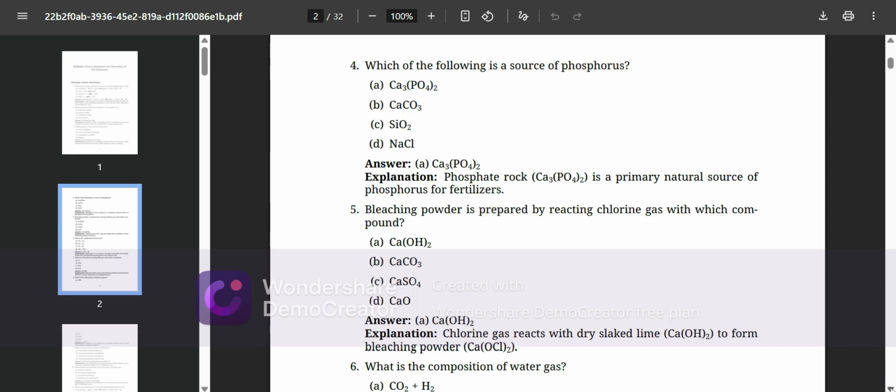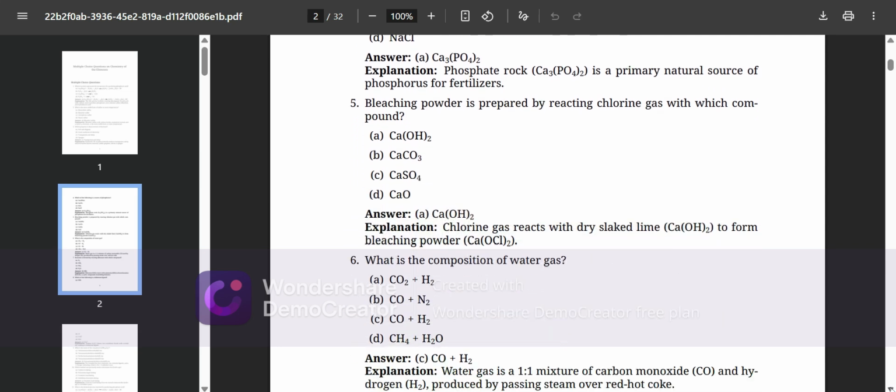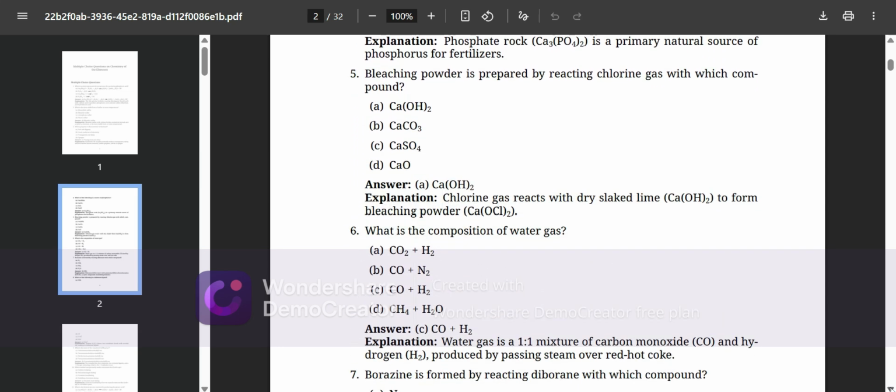Which of the following is a source of phosphorus? Ca3(PO4)2, phosphate rock. Ca3(PO4)2 is a primary natural source of phosphorus for fertilizer. Bleaching powder is prepared by reacting chlorine gas with which compound? Ca(OH)2. Chlorine gas reacts with dry slaked lime Ca(OH)2 to form bleaching powder CaOCl2.